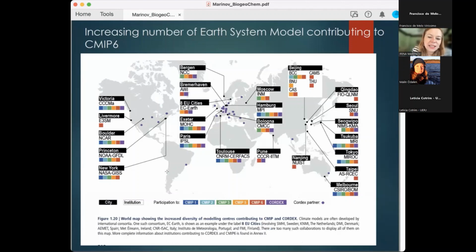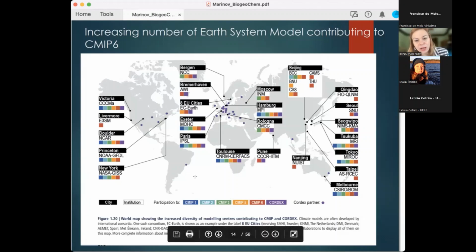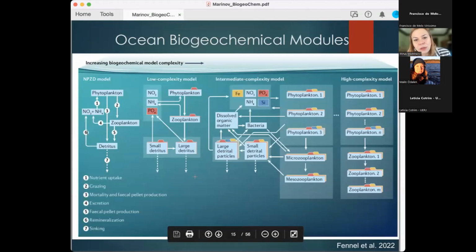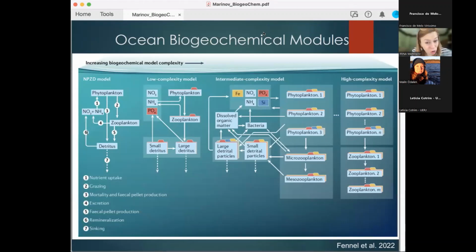So you can see that going from green to orange to dark red, there are more and more models in the red category, meaning that as we go from one generation of model to another, there's more and more excitement about climate models, more consortia being built, more of these climate models coming online. So a subset of these models contain ocean biogeochemical modules, not all.